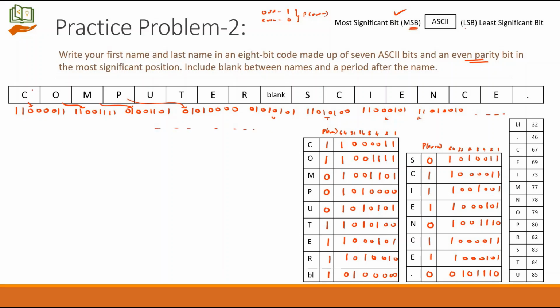How many characters are there? 1 2 3 4 5 6 7 8 9 10 11 12 13 14 15 16 17 characters are there. In these 17 characters, one character will have 8 bits. So 17 characters will have 8 into 17 bits, which is equal to a total of 136 bits of zeros and ones sent as the binary code. So we are writing the first name and last name in an 8-bit code made up of 7 ASCII bits and an even parity bit. With this, we are completing the alphanumeric codes topic.